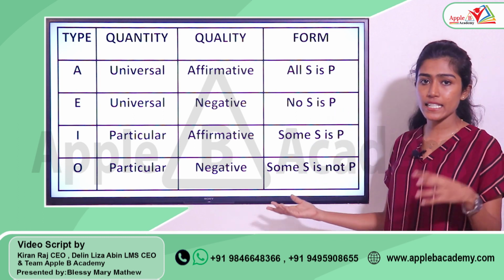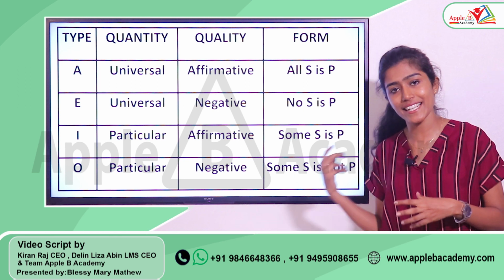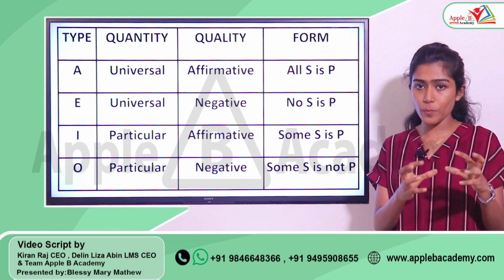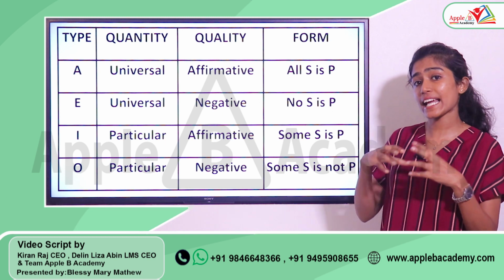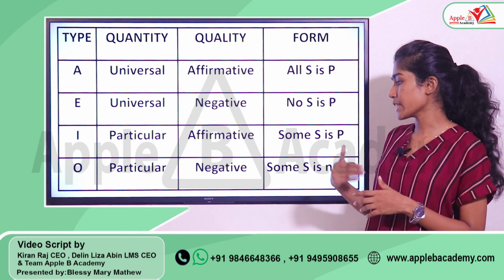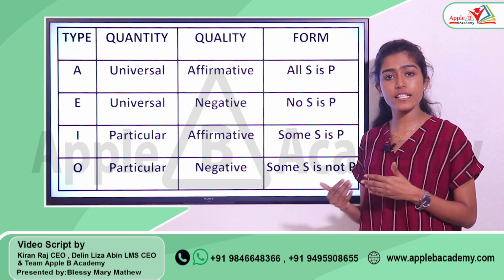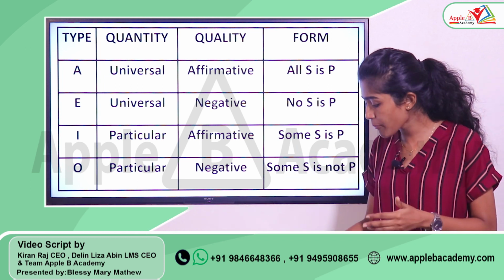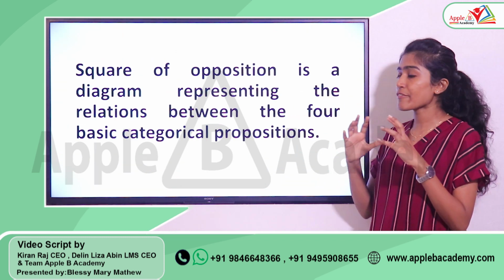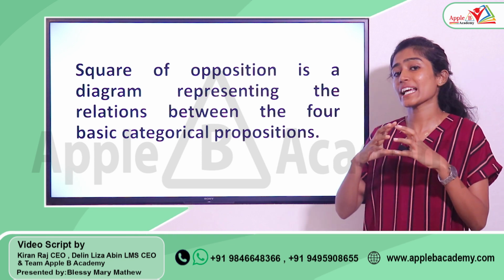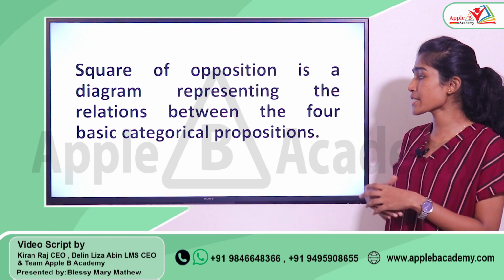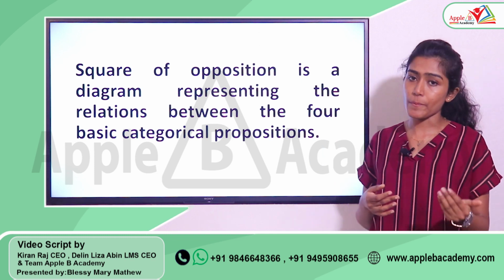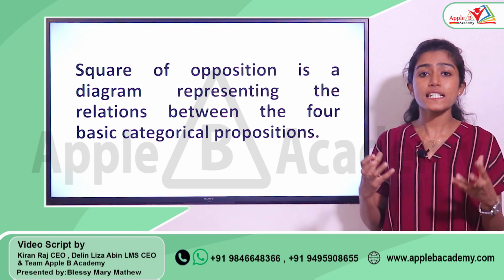Then we have particular negative: some poets are not singers. It's about a specific group, some poets, and we are saying that they are not singers. So it's particular negative. These are the four different types of propositions, and the square of opposition is a diagrammatic representation of the relationship between these different types of categorical propositions, or these different types of statements.